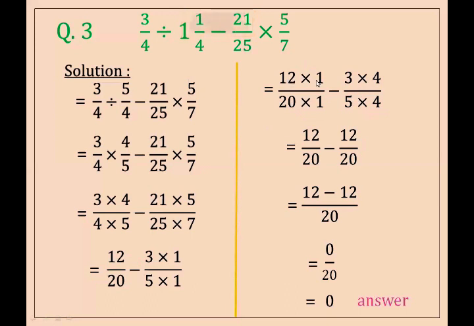Here we have 12 multiplied by 1 is 12, 20 multiplied by 1 is 20. Here we have 3 multiplied by 4 is 12 and 5 multiplied by 4 is 20. Now students, as you see, both fractions are the same and both fractions are subtracted from each other. These fractions become like fractions and they have the same denominator, so we write the denominator one time, and here we subtract the numerator from the numerator, means 12 minus 12. As you see, 12 minus 12 means 0 and 0 upon 20.